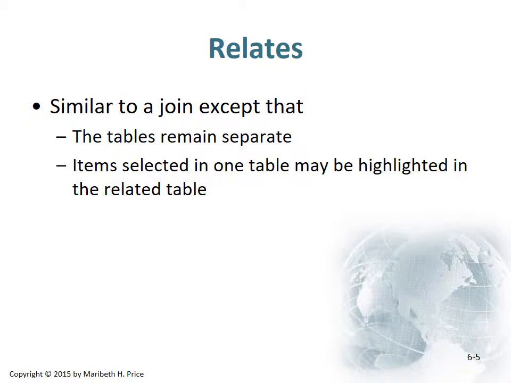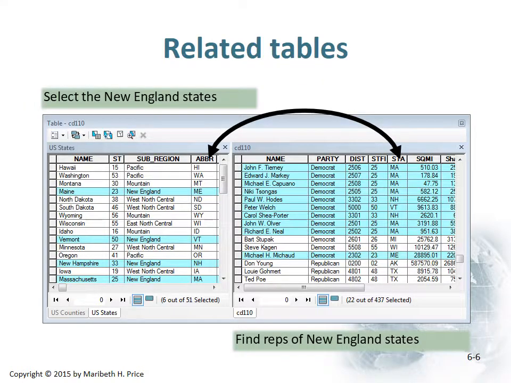A relate is something that's similar to a join, except that with relates, the tables remain separate in ArcGIS. They do not get physically combined into a single table. When you select things in one table, they're going to be highlighted in related tables. For example here, we're selecting the New England states in one table that's been related to another. The U.S. states table is related to congressional districts of the 110th Congress. When we select the state names in the states table, the relate function will highlight all of the entries in the congressional district table.